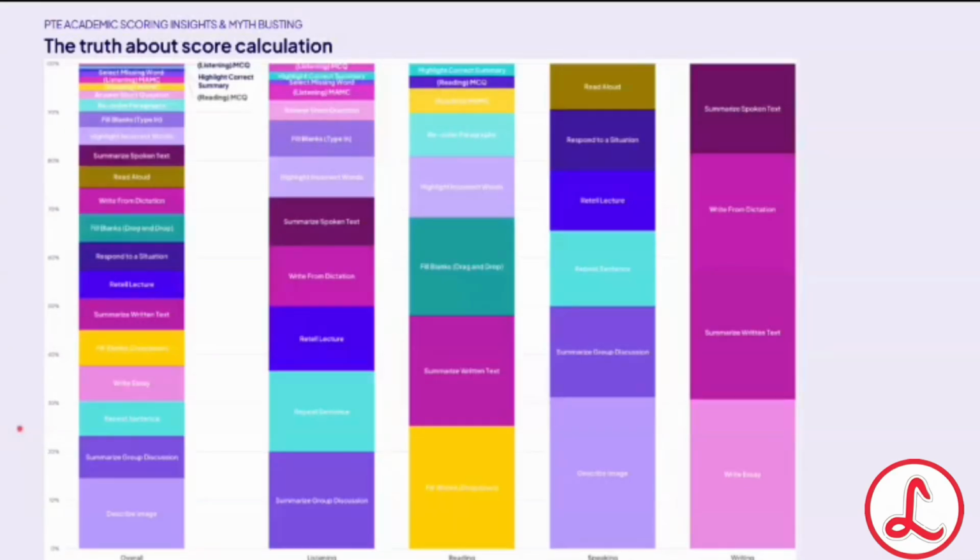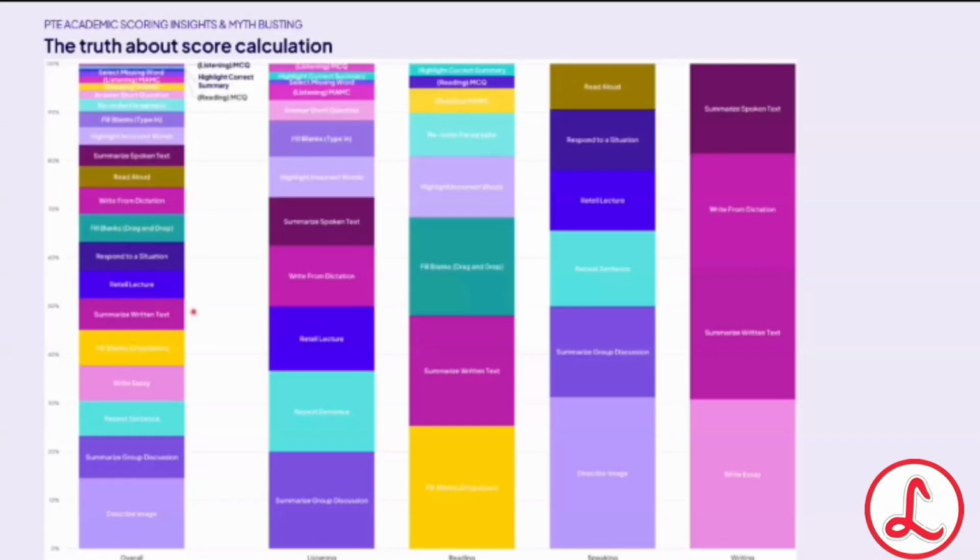So I know that it's not easy to see on a webinar slide, but just to walk you through what you see on here. You've got your overall score in this far left column, and it shows you all the different question types in the test and how much all of those question types contribute to the overall score. You see the same thing for listening, reading, speaking, and writing. But this can be helpful to visualize how integrated skills work a little bit.